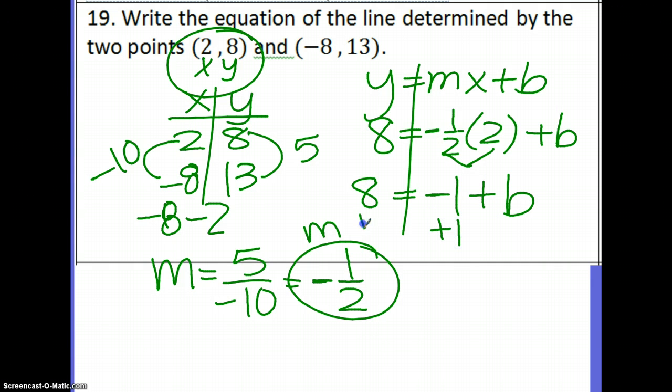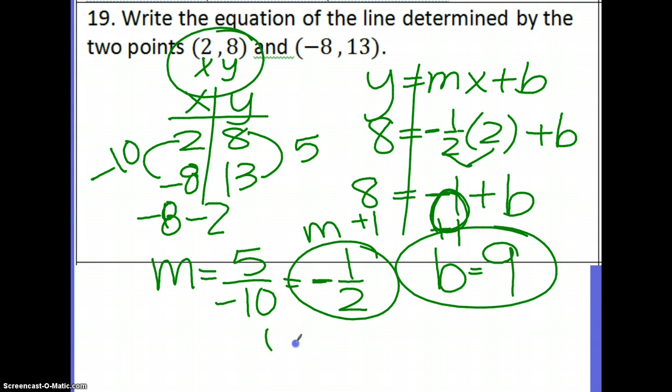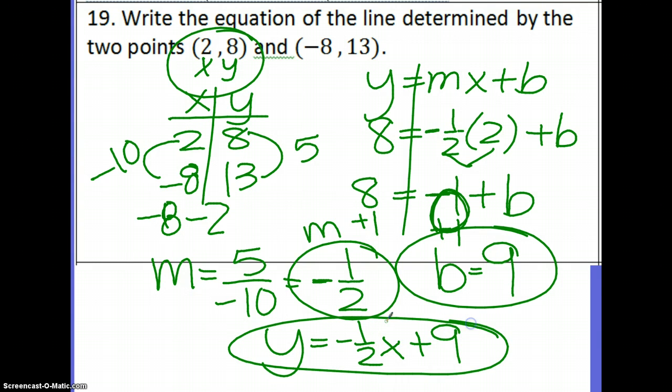Add 1 to get 0. So b is equal to 9. y equals negative 1/2 x plus 9. That's the equation for the line that goes through those points.